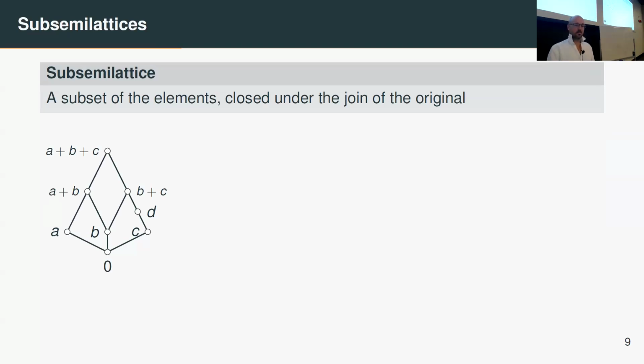So sub-semilattices, we'll need these. These are, of course, that's what they should be. It's just a subset that's closed under the sum. So here we go. These blue dots are an example of a sub-semilattice.